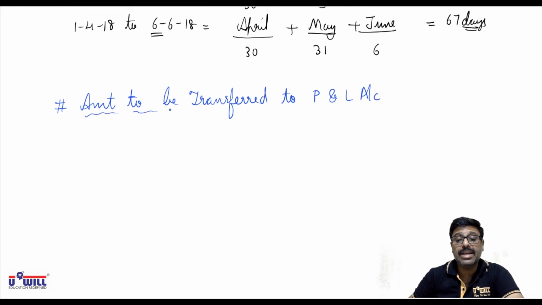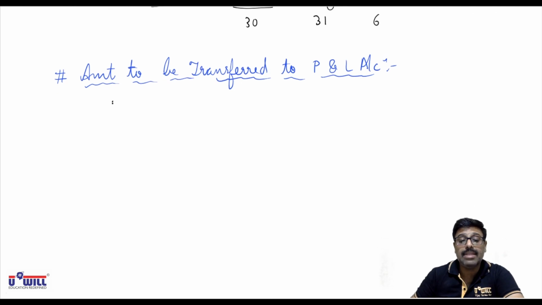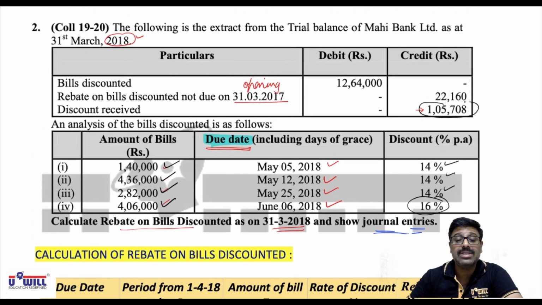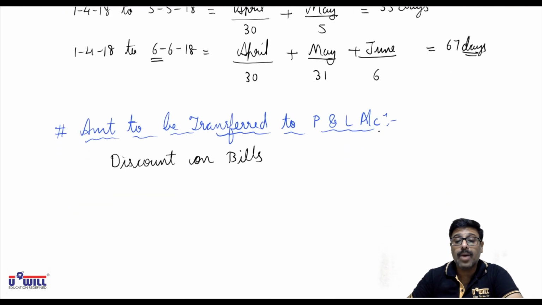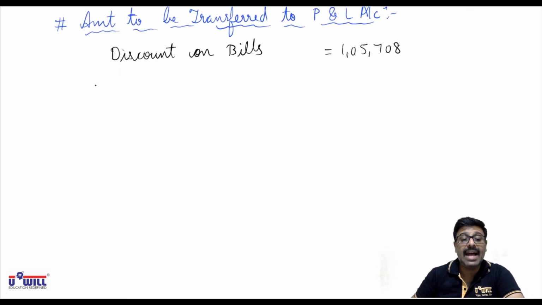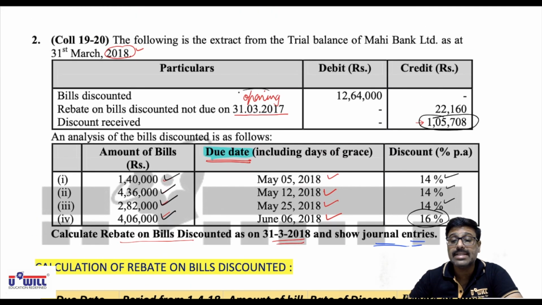What amount is to be transferred to P&L account? What did we study just now? See in the summary. We start with discount on bills given in trial balance. In the trial balance, what amount of discount on bills is given? 1,05,708. In that we add opening rebate on bills discounted. What is the amount of opening rebate on bills discounted in the trial balance? That is 22160.